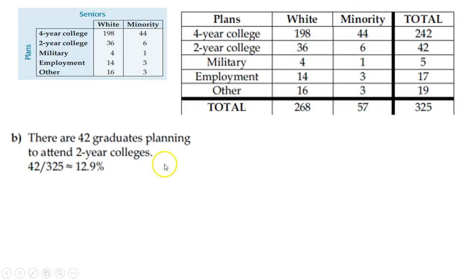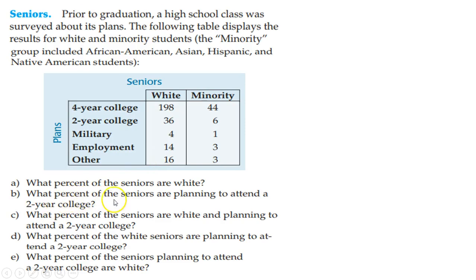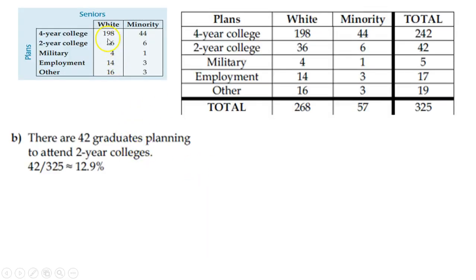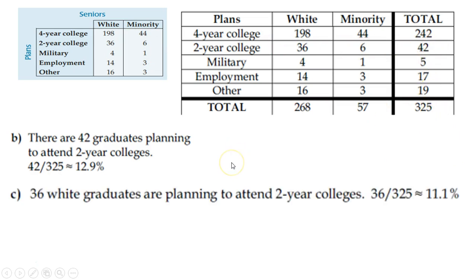So taking a look at our table. Part B, if I scroll back, says what percent of the seniors are planning to attend a 2-year college? Now, this is what percent of seniors. That means all of them. As we look at this, there are 42 total seniors planning to attend a 2-year college, out of the total right there.